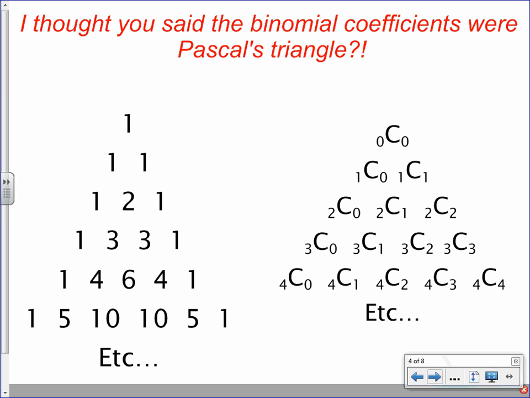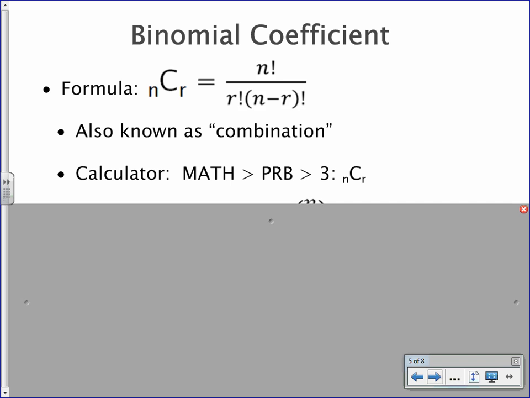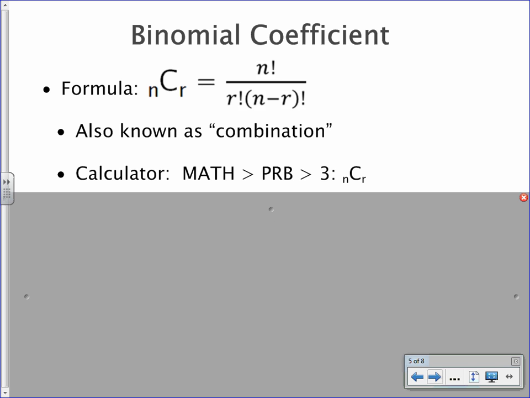Okay? So get out your calculator and let's remember how to find that combination button. Okay, so this is the formula for combinations. You're probably not going to use it, but it is in your calculator under the math, and then probability.